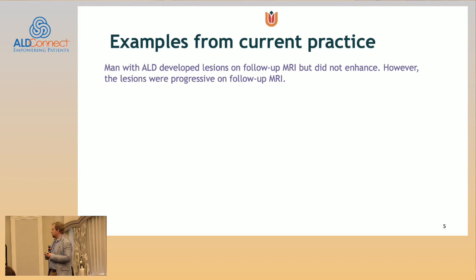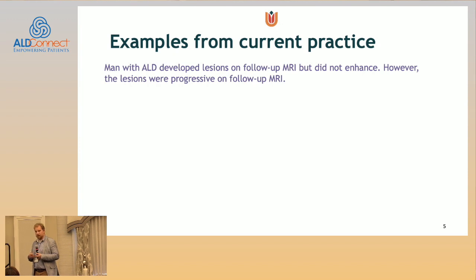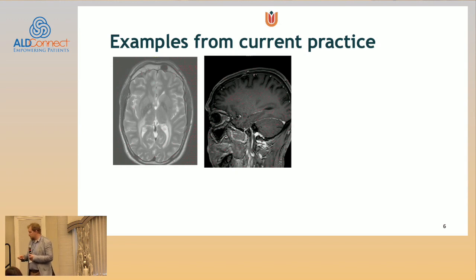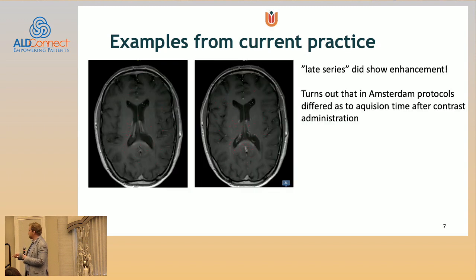And the reason for that turned out to be purely technical. As a clinician, I always assumed a gadolinium scan is a standard protocol. You ask for a gadolinium scan, you get a gadolinium scan. It turns out, even in Amsterdam, every hospital has a different protocol. There's a different dosage of gadolinium contrast. There are scan protocols that do data acquisition after 1 minute, 5 minutes, 10 minutes. In our patient, this is the initial scan. You can see the clear white matter abnormalities, and on the right-sided image you can see that there's no enhancement.